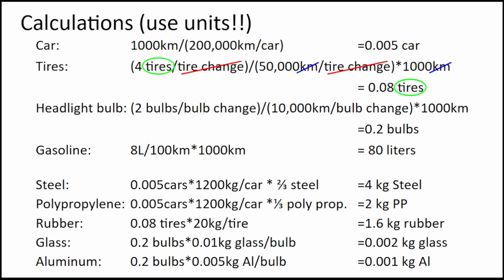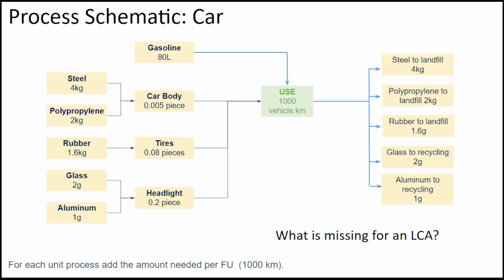The steel, so you have 0.005 cars times 1,200 kilograms per car. The cars cancel out, times 2/3 were steel, so that ends up 4 kilograms of steel. And of course, you have to make the steel, and that goes up. So anyhow, that's the next step, trying to put numbers on our inventory.